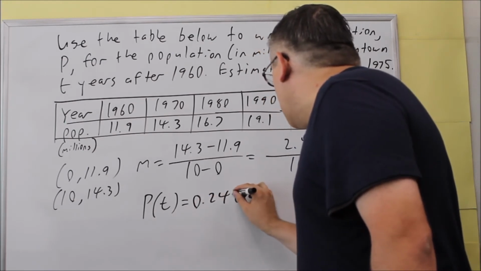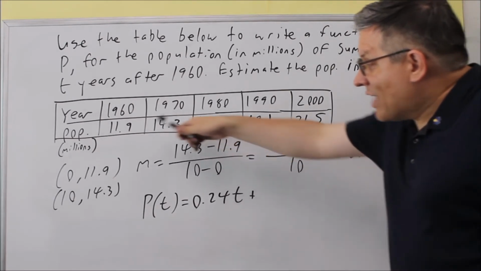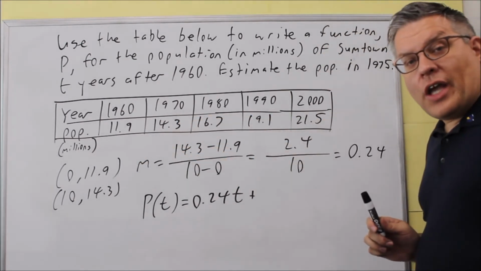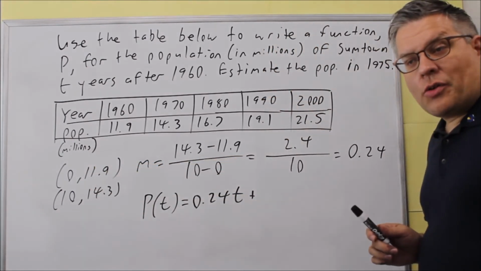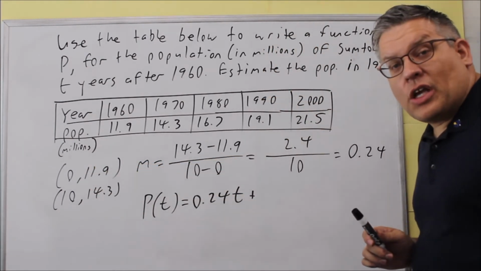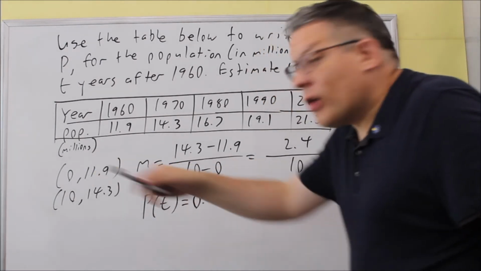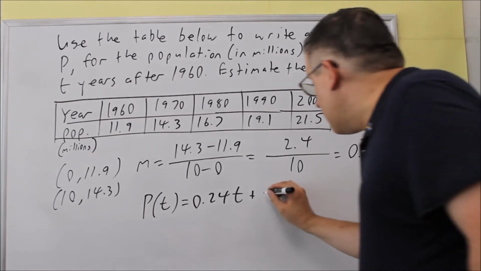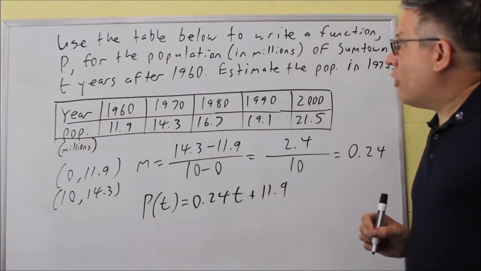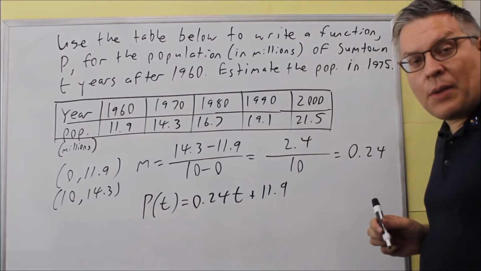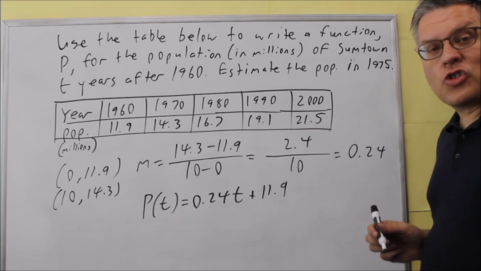Now we have to write the b. The b would be the y-intercept. Actually, that's going to be this original point that we have. Whenever there's a 0 in the first position, that automatically means that that's going to be a y-intercept. So the b is actually going to be this number right here, 11.9. That's going to answer the first part of the question. It says write a function for the population at time t. That's it right here.